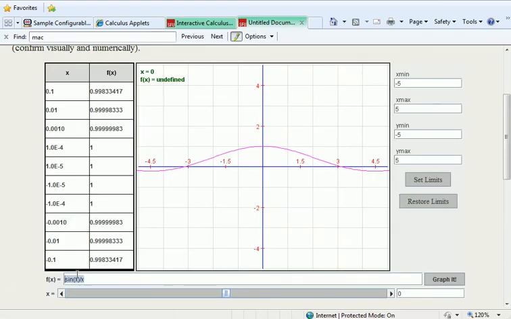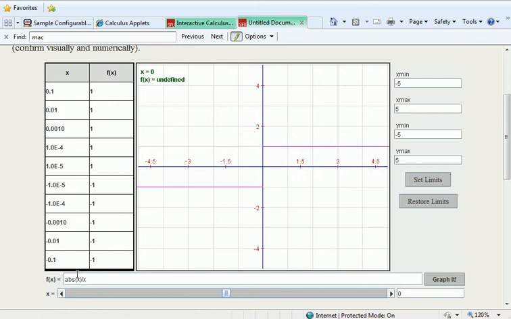Okay, so this is what you should see when you graph it. Let's ask, does the limit exist as x goes to 0?